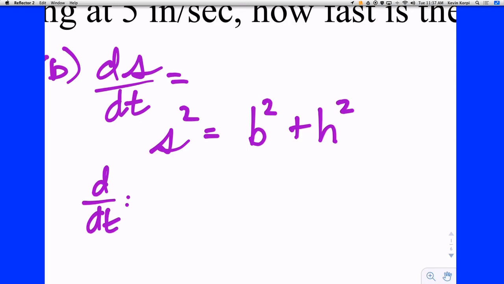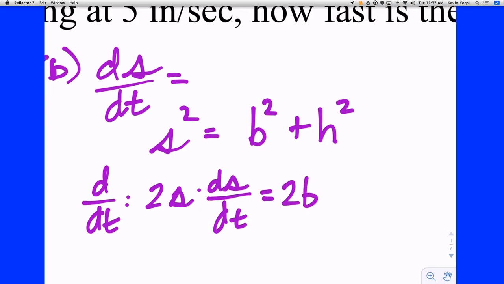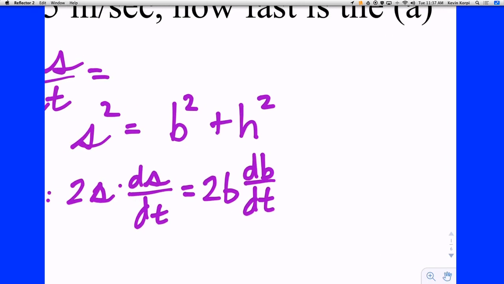So here we go. We'll take the derivative now. What's the derivative of S squared with respect to t? 2S times the chain rule, ds/dt, equals, on the right, we get 2b db/dt, which was a rejected Shakespeare line, plus 2h dh/dt, which was also rejected, even though Hamlet was in favor of that because it had his letter in it.